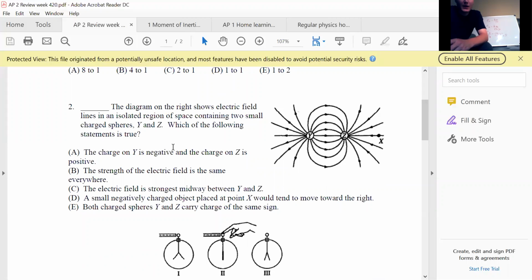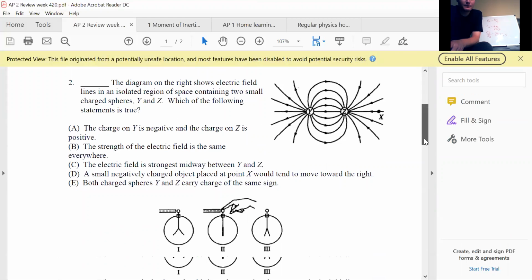So right off the bat, I can say A isn't true because Y is a positive charge. It has those field lines coming out from it. B says the strength of the electric field is the same everywhere. Well, no, it's not, because just look at our last problem. It involves the radius squared, so it definitely depends on distance.